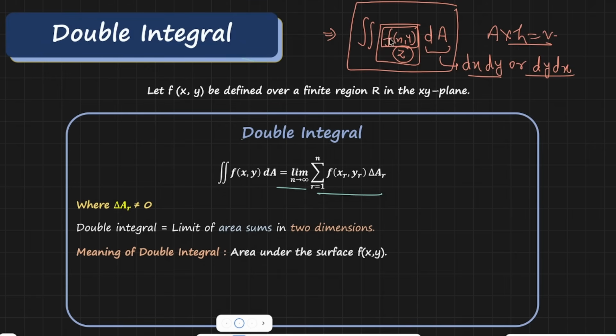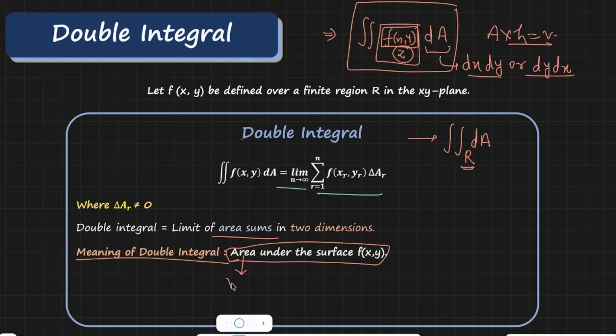If f of x y is equal to 1, then the integral is nothing but the area bounded by the region R. Whatever R is given, that will give you the region R. So the double integral is basically the limit of area sum in two dimensions, and it is for a function of two variables. The meaning of the double integral is the area under the surface, or instead of area you can use the word volume.